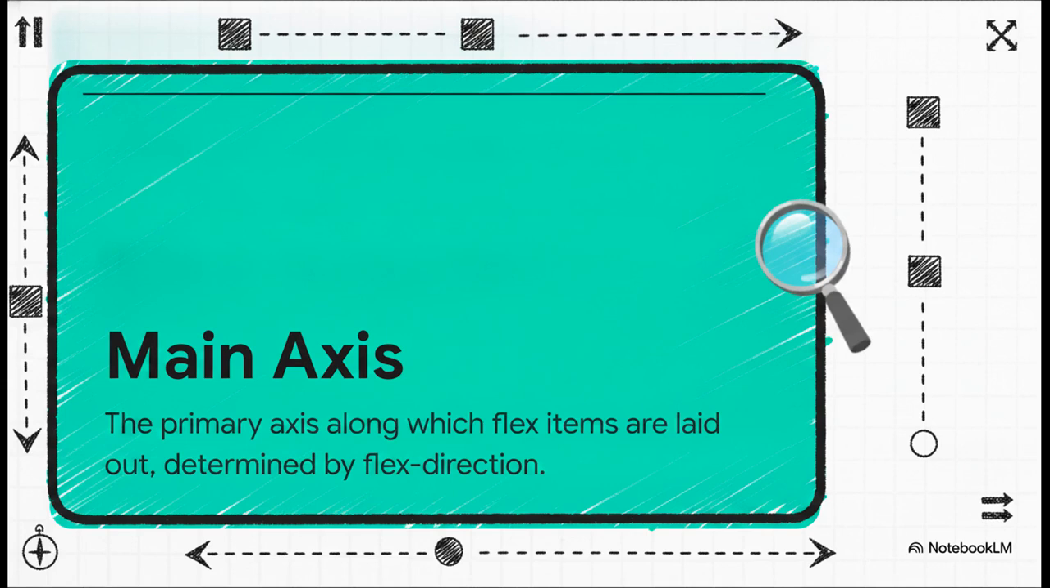So the crucial point here is understanding the main axis. When you're a first-time learner dealing with Flexbox, it is so easy to assume the main axis is always horizontal. But actually, scratch that, it's not. The main axis is simply the primary axis along which your flex items are laid out, and its direction is completely determined by how you set the flex-direction property. Your items will naturally flow from the main start edge to the main end edge, whether that forms a horizontal row or a vertical column.